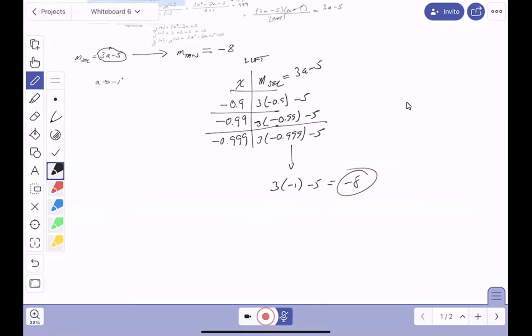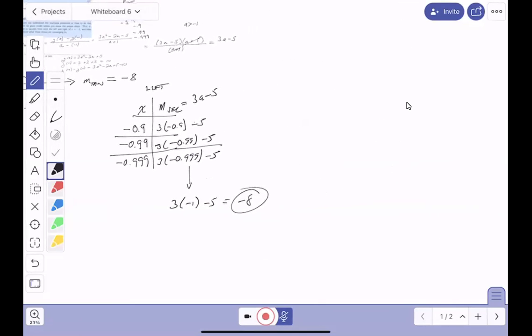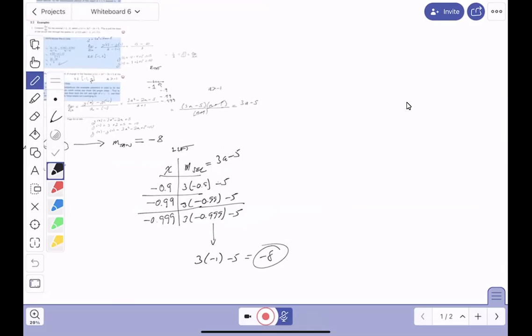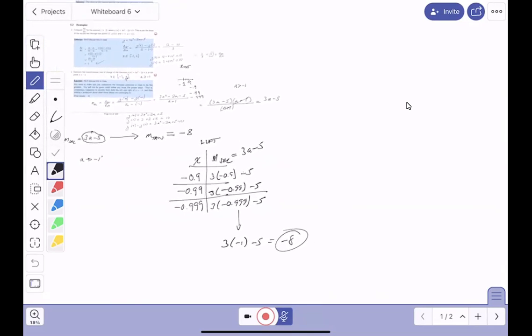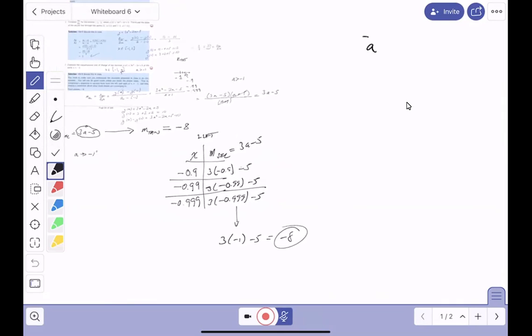All right. By the way, you could also do the right table. Let me point out what I mean by that. If I were doing that, it would be a to -1. You could do the same thing. You're still going to get -8, by the way.